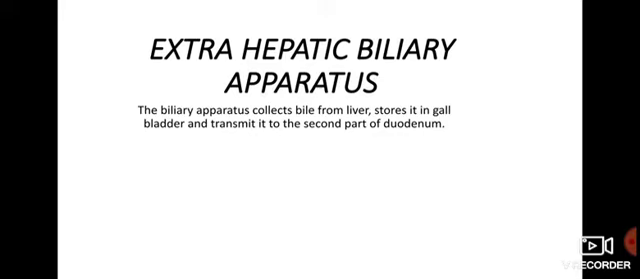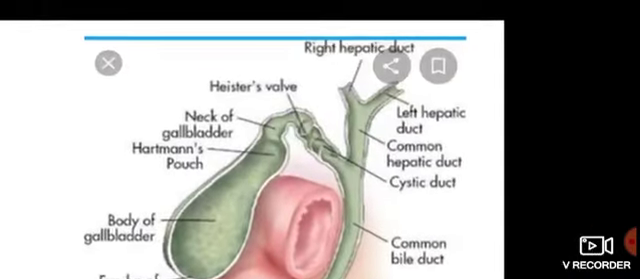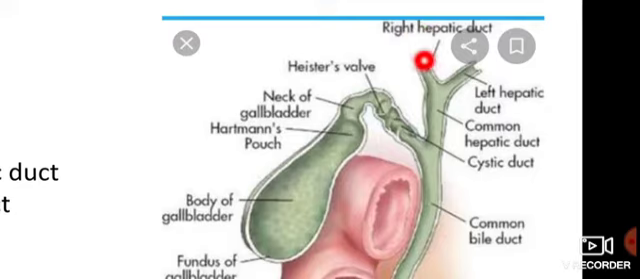Since it is present outside the liver, it is called the extrahepatic biliary apparatus or extrahepatic biliary system. Well, moving to the parts of the extrahepatic biliary apparatus, we can see the right and left hepatic ducts. There is a right hepatic duct, there is a left hepatic duct, that together form a common hepatic duct.